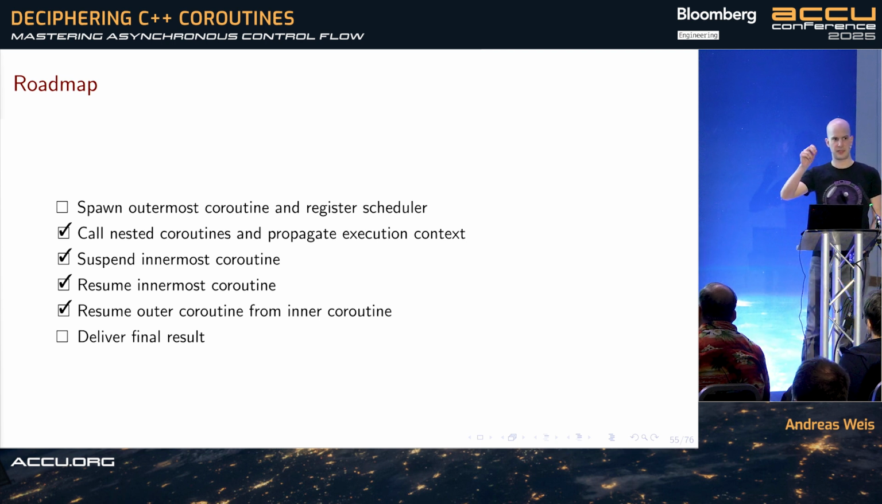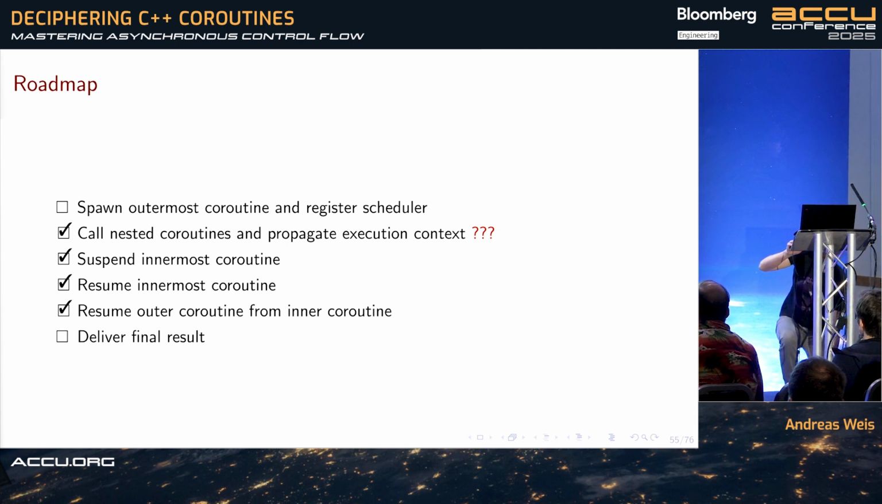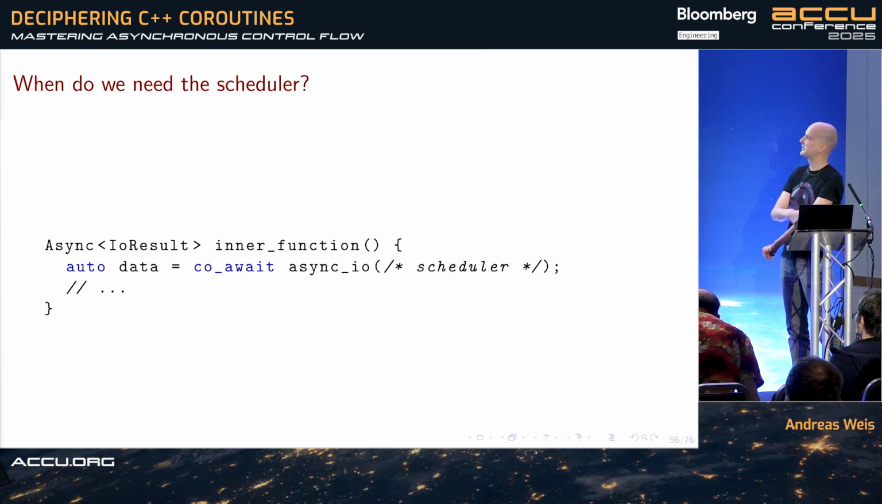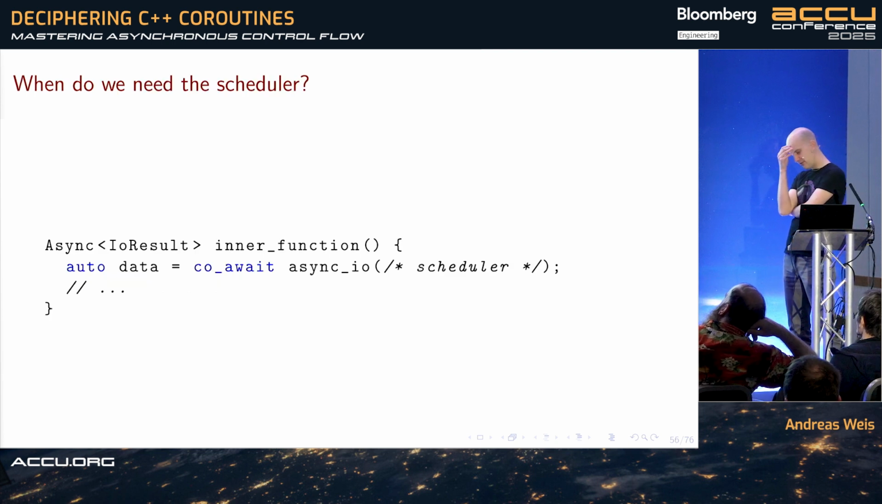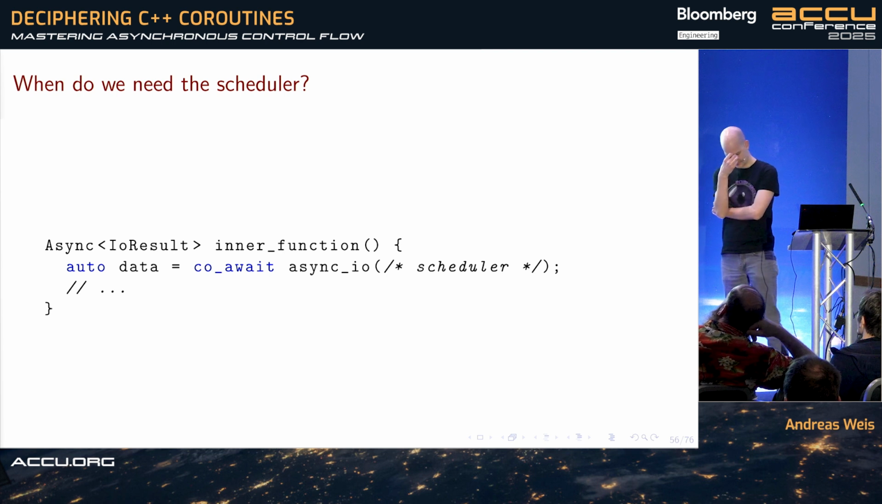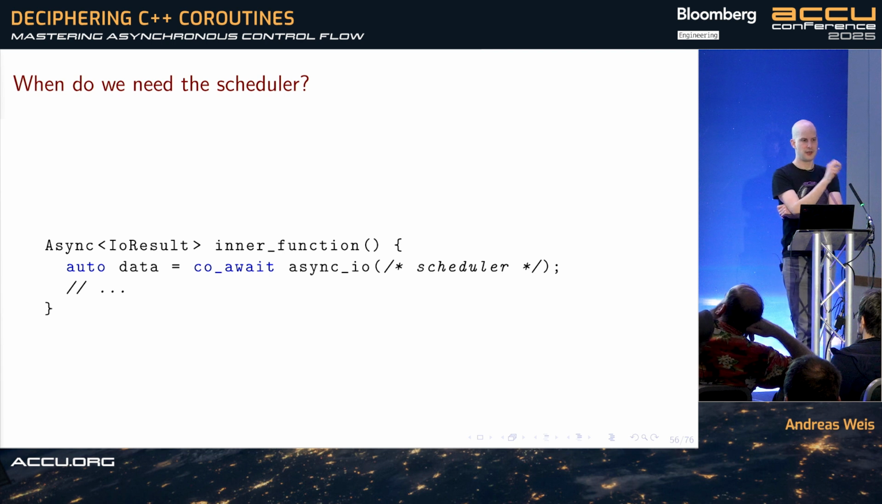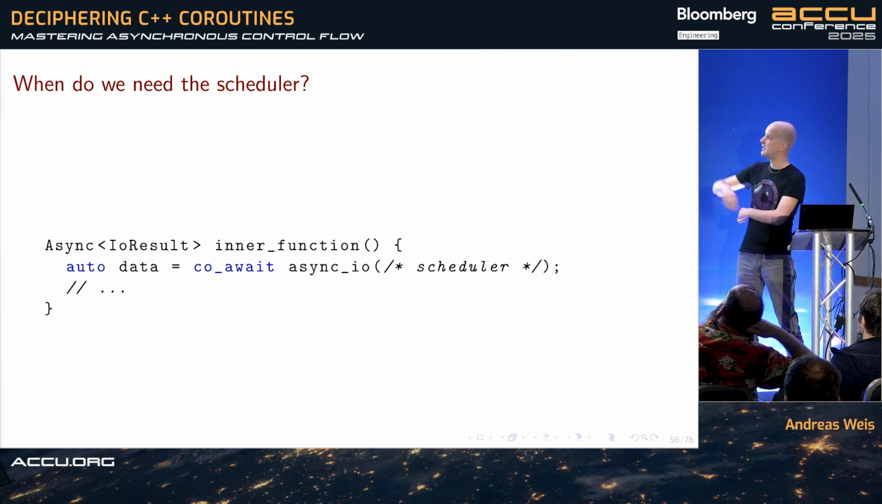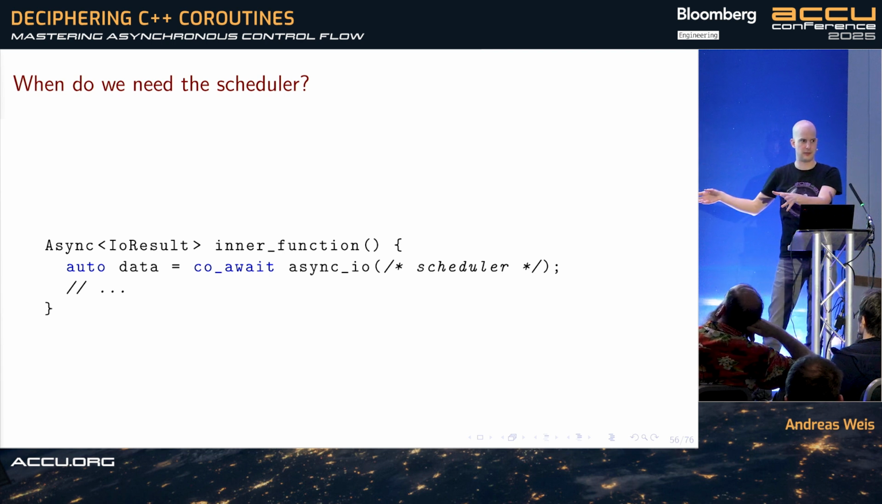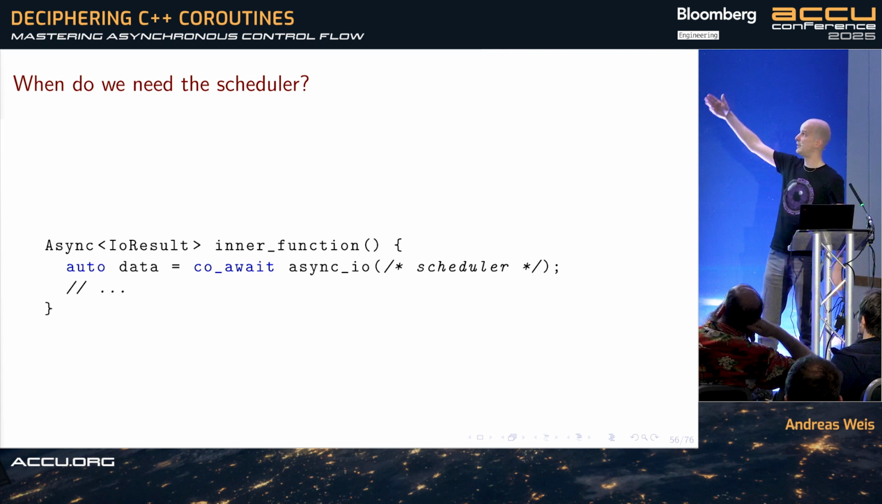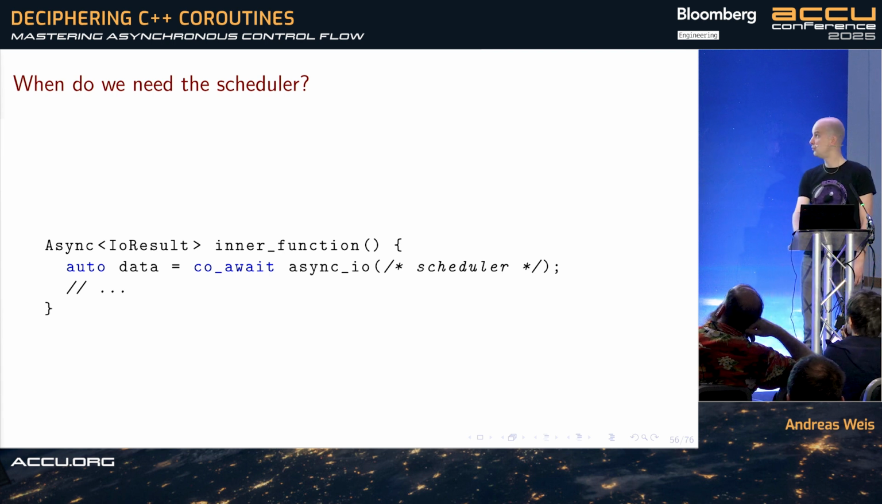The await suspend is the key here. The await suspend of the async object, that's where I establish the connection. That's where the data flows through. Or is it? So let's look in more detail. When do we need the scheduler here, right? The scheduler is the thing that I need to register the I/O operation on when I do this async I/O call. So inside the implementation of this async I/O, whatever that does, at some point it will need access to the scheduler.